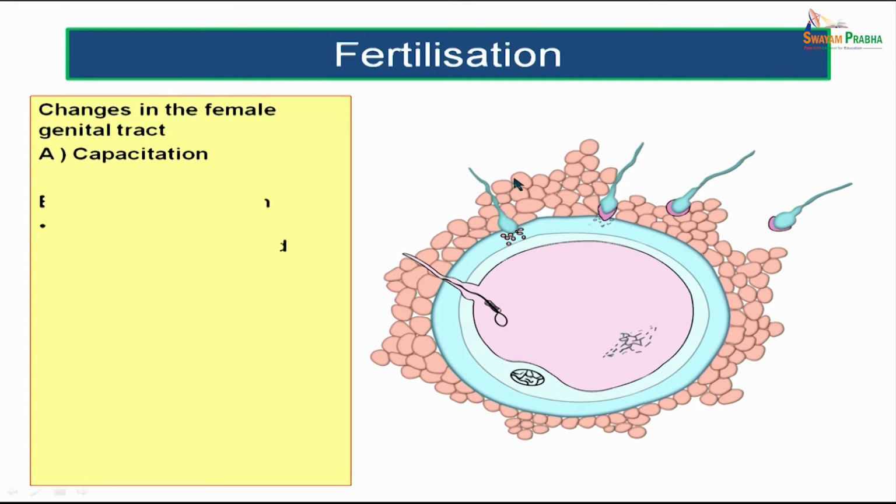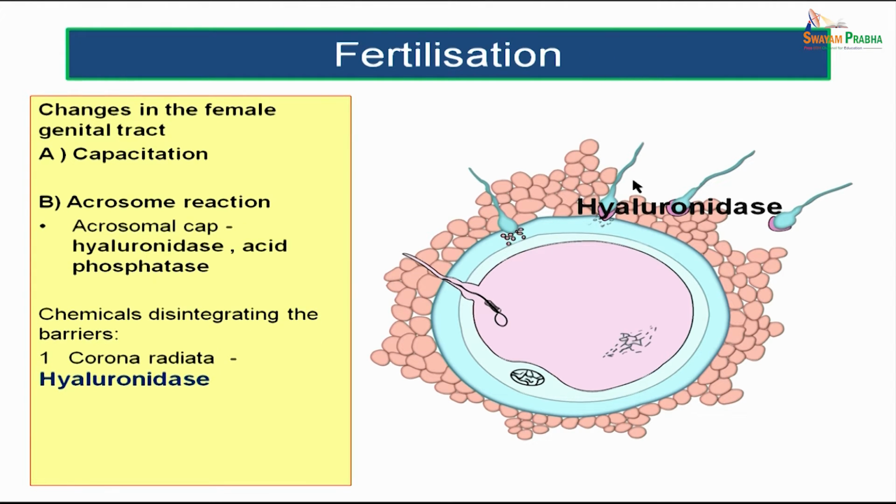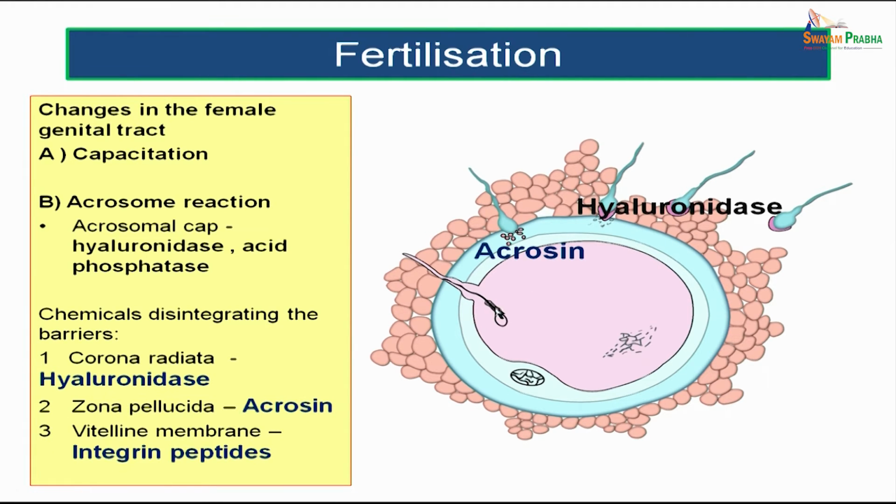And the next step after capacitation is known as the acrosome reaction. So, during the acrosome reaction, there is hyaluronidase and acid phosphatase in the acrosomal cap of the sperm. The hyaluronidase will be acting on the corona radiata. The zona pellucida will be actually lysed by the acrosin, and the vitelline membrane will be actually lysed by the integrin peptides. So, these are the three main chemicals acting at different levels. So, the acrosome reaction is mainly the release of hyaluronidase from the acrosomal cap.